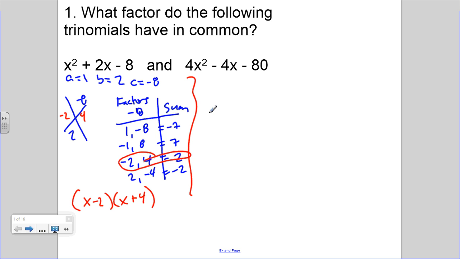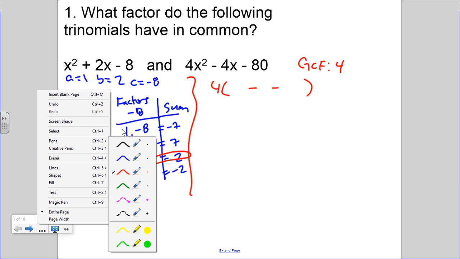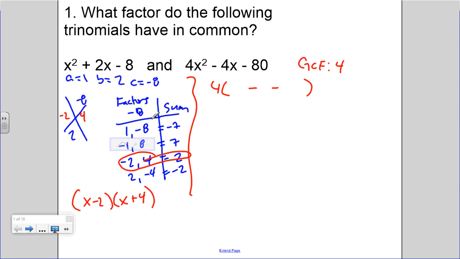On the second one, I recognize that 4 goes into itself and into 80. So the GCF is 4. So factor it outside. When you factor it outside, bring down the remaining signs. So the new trinomial inside would be x squared minus x minus 20. So now I would factor the inside.